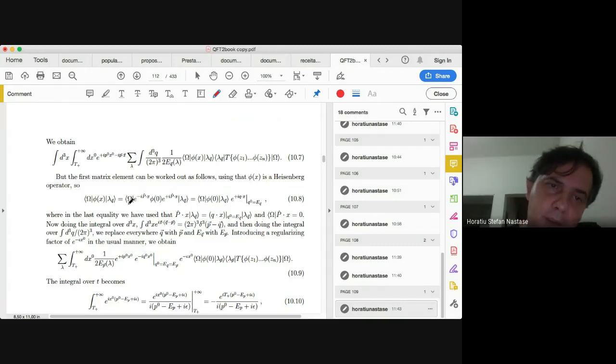Then the momentum operator acting on vacuum gives nothing, so I can just ignore this. But the momentum operator acting on lambda q gives q, the momentum q. So here I obtain the number e to the plus i q x, where q0 is still E_q. And the remaining matrix element is now at 0.